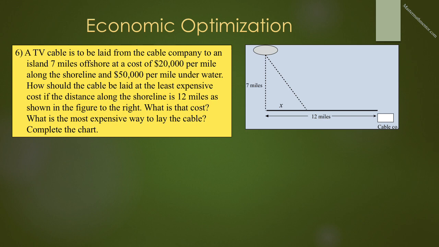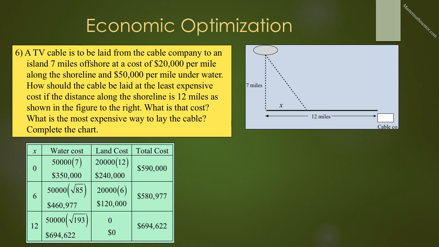We want to complete the chart to help us see the relationship. As we see in the diagram, we will let x represent the distance from the perpendicular line from the island to the shoreline. And we will examine 3 possibilities for x, 0, 6, and 12. Let's start with x is 0. When x is 0, the water cost will be the 7 miles times 50,000, or 350,000, and the land cost will be 12 times 20,000, or 240,000.